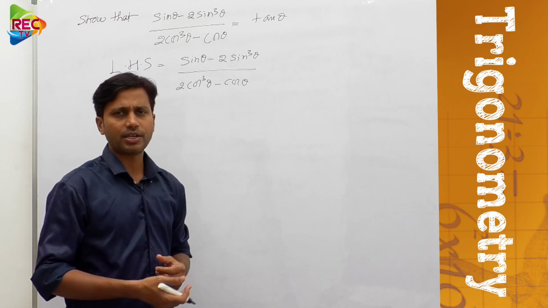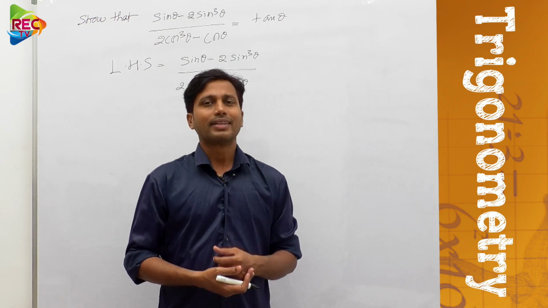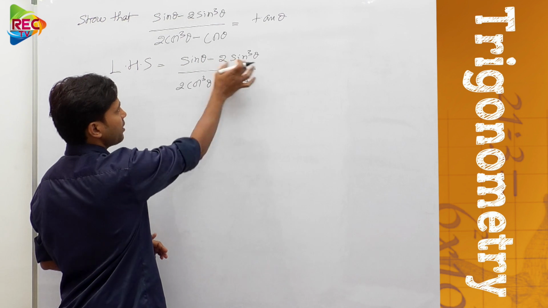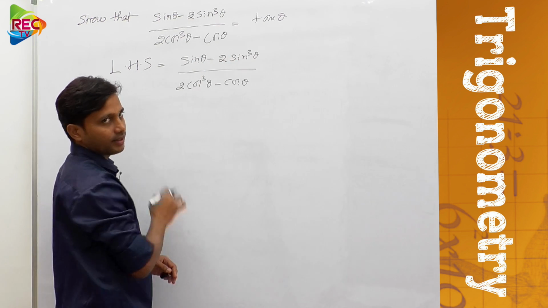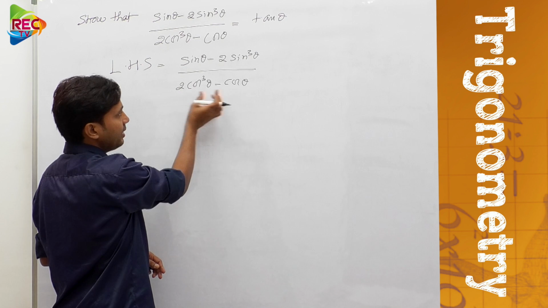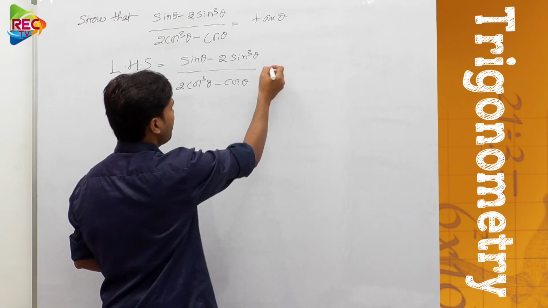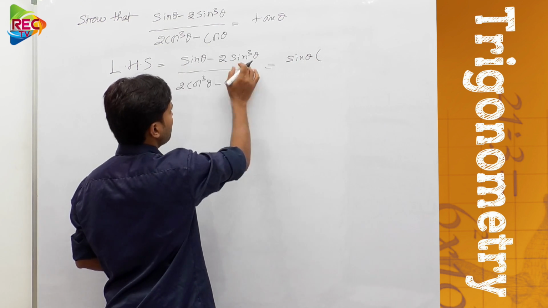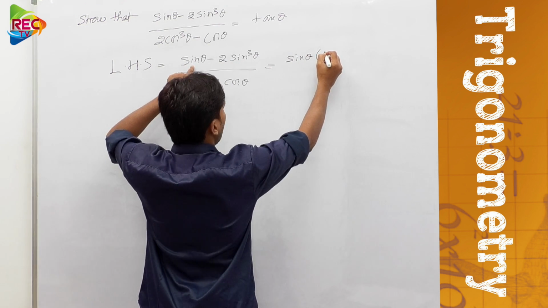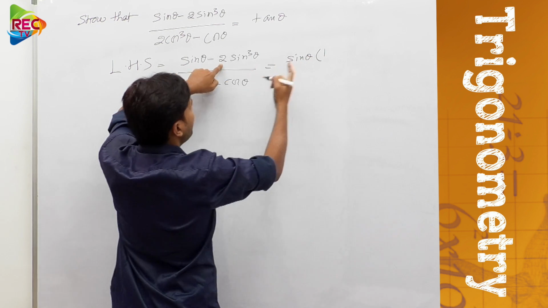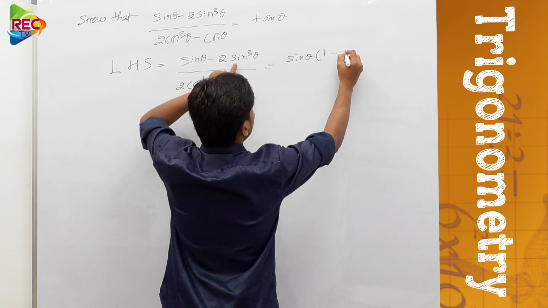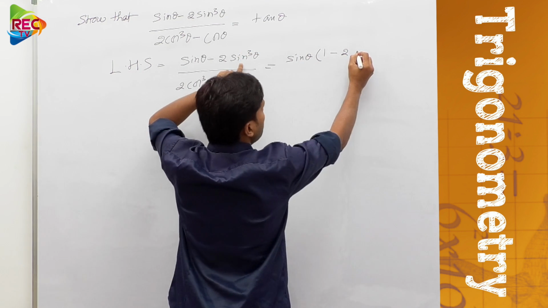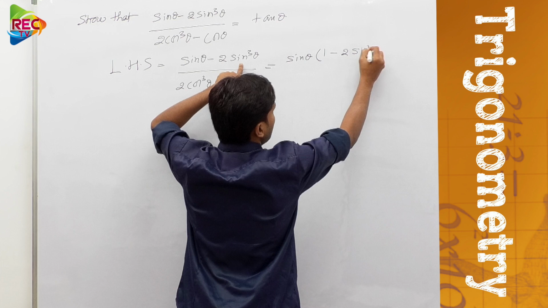So very smallest adjustment we need to do here. If you carefully observe, in the two terms of the numerator sin theta is a common one, and in the two terms of the denominator cos theta is common. So take common sin theta from all terms of the numerator. When you take sin theta out, then 1 is left over, and here minus 2 sin square theta is left.